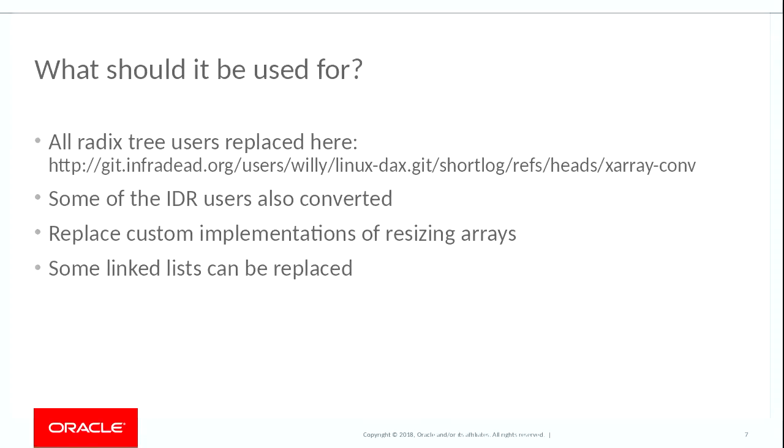Now, the XArray was developed as a replacement for the Radix tree. And so I have converted all of the existing Radix tree users to this new API, and it's all in that Git tree there. I have not yet submitted a pull request. In fact, I never intend to submit a pull request for this Git branch. I'm going to submit the conversions to the maintainers and get them to look it over, because with something around 50 users of the Radix Tree API, I've probably made a mistake or two.